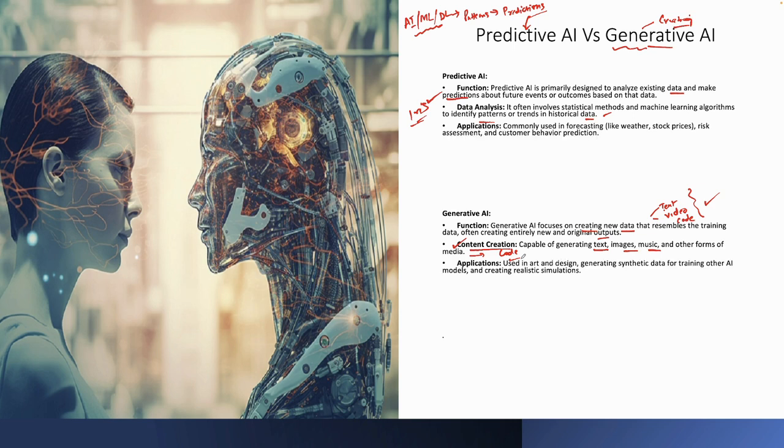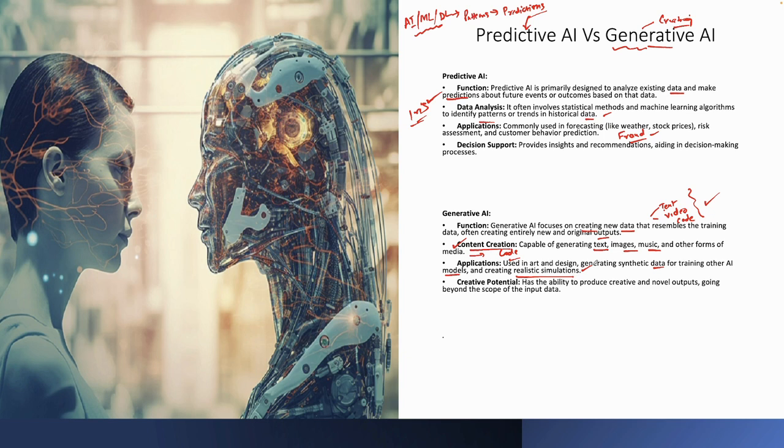Then we talk about the applications. A bit repetitive, but predictive AI is normally used in forecasting, like weather forecasting, stock market price prediction, risk assessment, customer behavior prediction, even fraud detection, right? For all this, you would use a predictive AI system. For generative AI, obviously you would use it in art, design, generating synthetic data for training other AI models, and creating realistic simulations. Wherever you are creating new content, you would use generative AI. And yes, it provides insights and recommendations, which helps in the decision-making process.